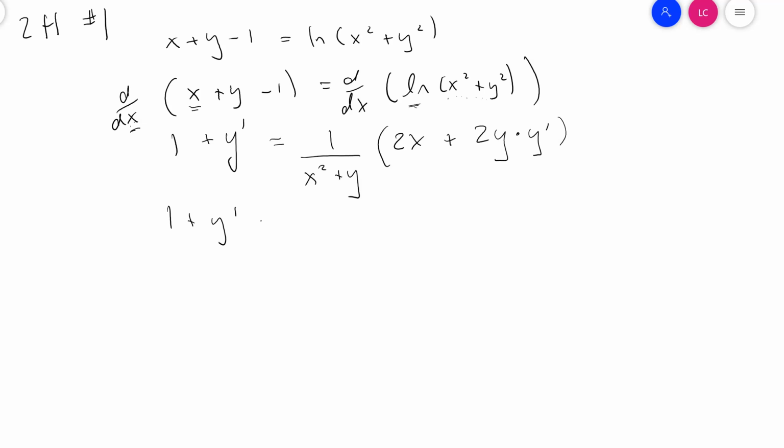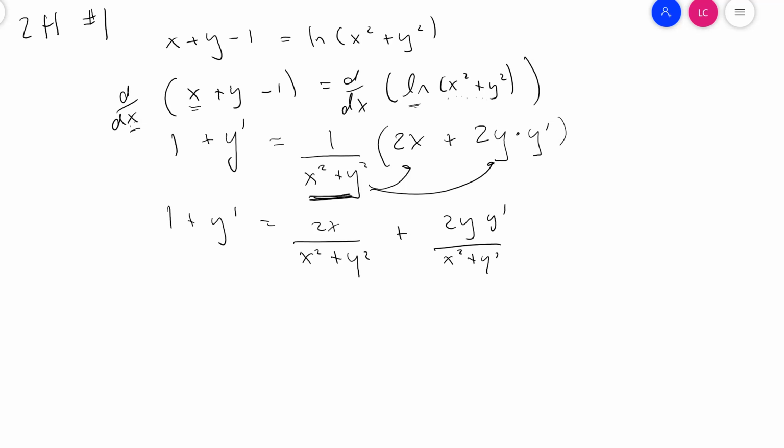All right, so let's distribute this, right, to these two terms. So I'd get 2x over x squared plus y squared. Oops, lost the squared there, didn't I? Plus 2y y prime over x squared plus y squared. All right, so I'm identifying the two y prime terms. So let's pull them to the left-hand side here. And then I'm going to put this on the other side.